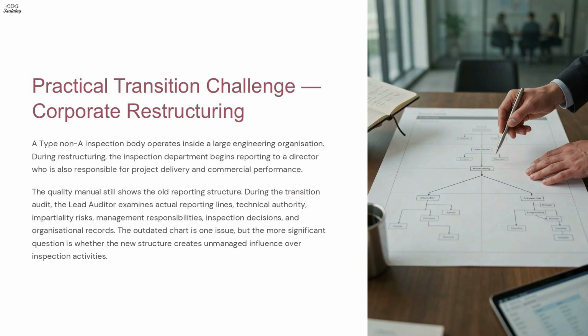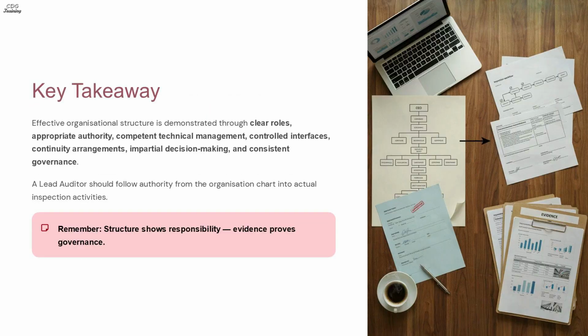During restructuring, the inspection department may report to a director responsible for multiple areas. Auditors should examine how new structures affect inspection activities. Effective organizational structure is shown through clear roles, authority, technical management, and consistent governance. Auditors should follow authority from charts into actual activities.